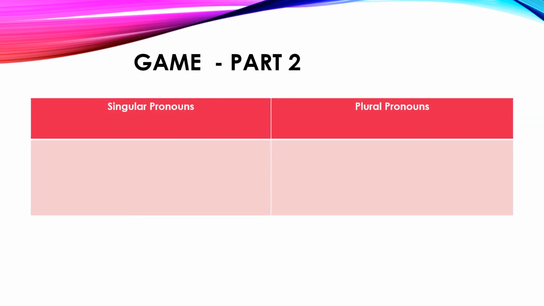In part 2, you have to draw a box and divide it into 2 parts. Then you write on top of the first part the title singular pronouns. And on top of the second part of the box, you write the title plural pronouns. When you finish, you go back to the paragraph, you pick the singular pronouns that you found, and you write them under the title singular pronouns. Then you pick the plural pronouns that you found in the paragraph, and you write them in the plural pronouns part. Okay?